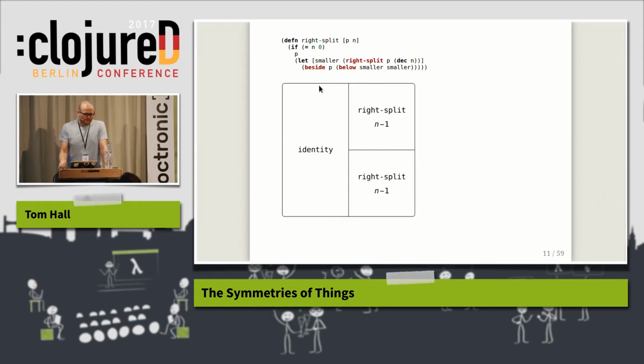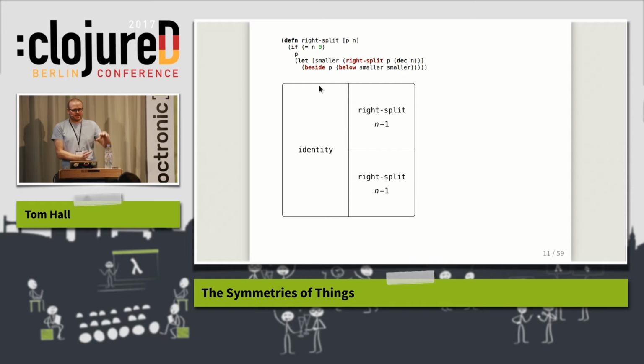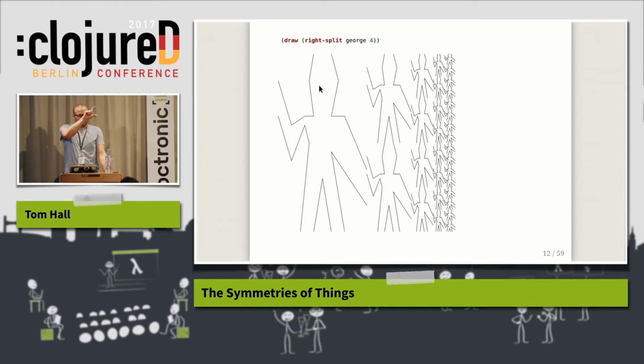So a function called right split, which recurs into itself. Draw the picture and the right split of the picture on top of one another, and then recurse until n is 0. So I can say the right split of George going 4 deep, and that's the picture it gets. Right split takes the identity, i.e. the picture itself, and then recurs twice into n minus 1, and if n is equal to 0, you just draw the picture. So that's what we get. We get 1 person, then 2 people, then 4 people, then 8 people, etc.